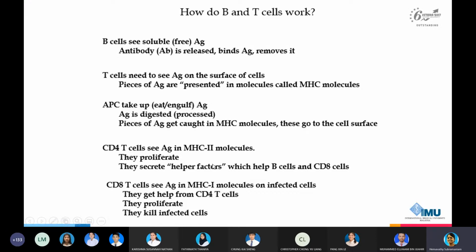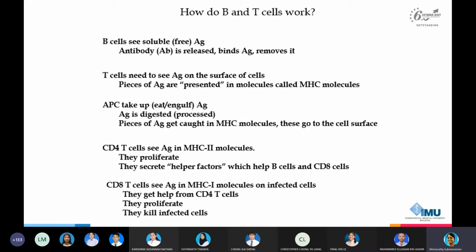So the T helper cells will see antigens in MHC molecules. They will proliferate or increase in number. They secrete help factors, here simply referring to cytokines. Examples of cytokines are interleukins, interleukin 2, 4, 6, also known as ILs: IL2, IL4, IL6, IL5. Some of the examples of interleukins released by T helper cells.